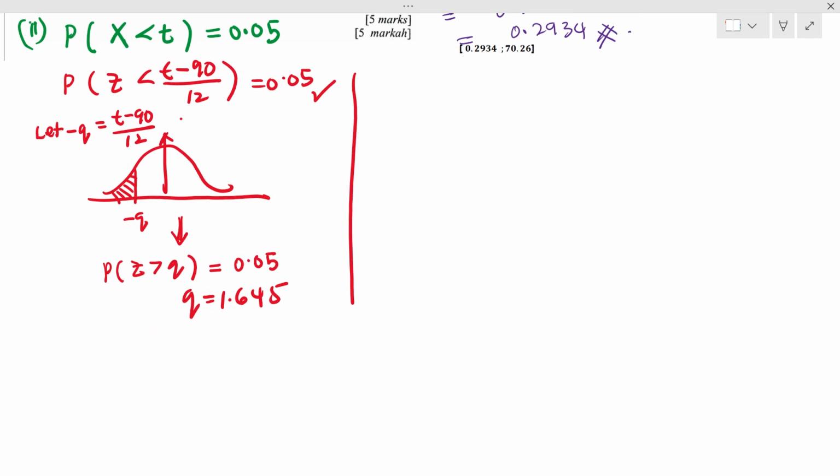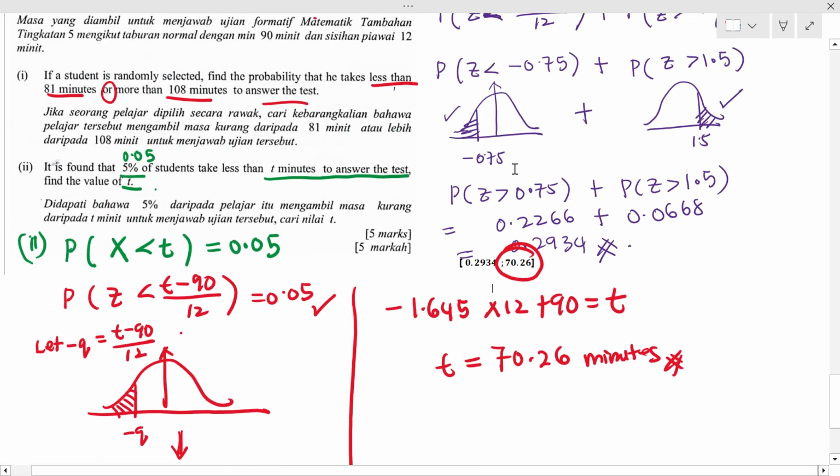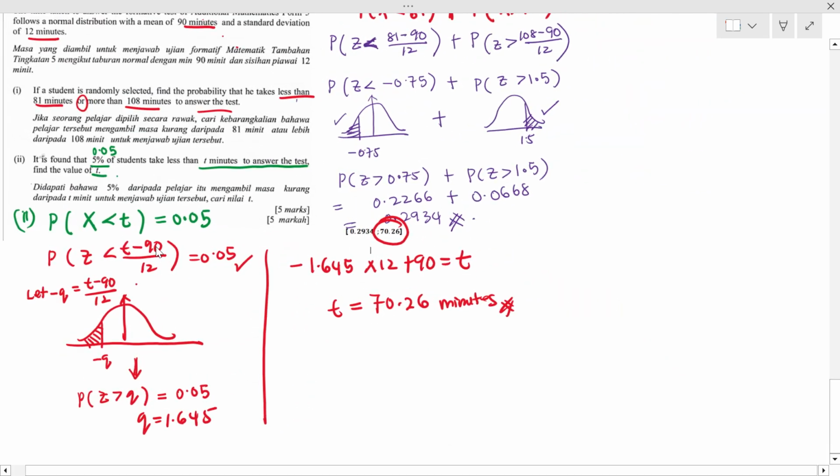Please double check. And then negative 1.645, substitute into the equation, times 12 plus 90 is equal to t. What is your t? The t is 70.26 minutes, which tallies with our answer here. See, very straightforward the question. It's not that bad.